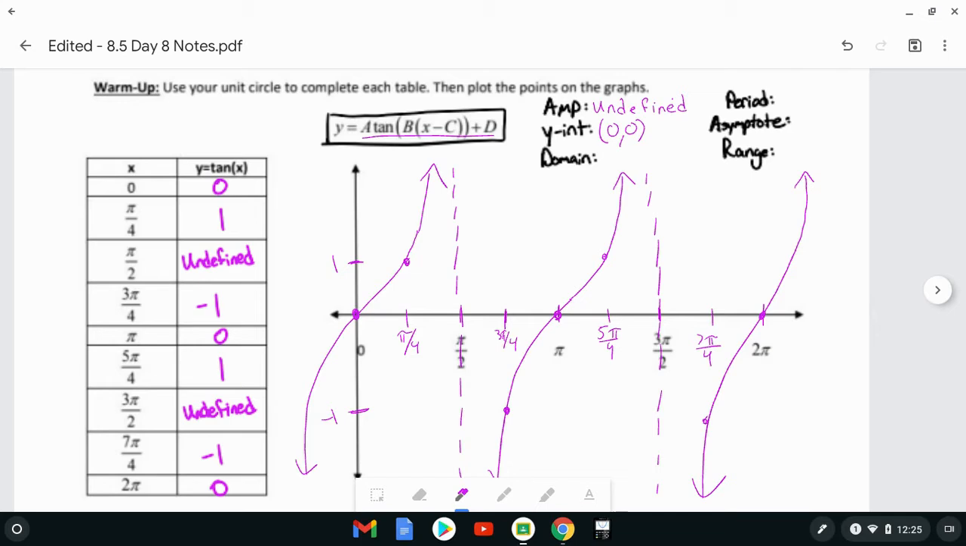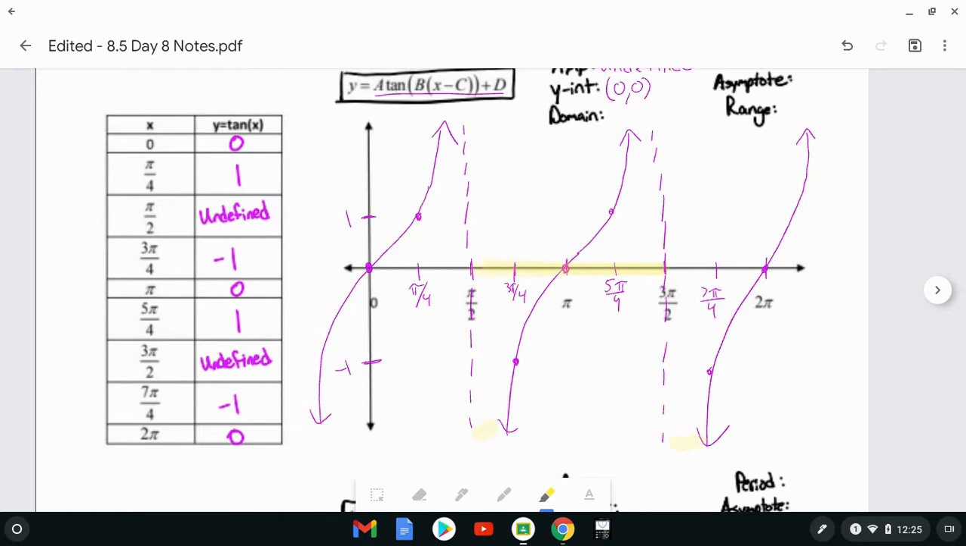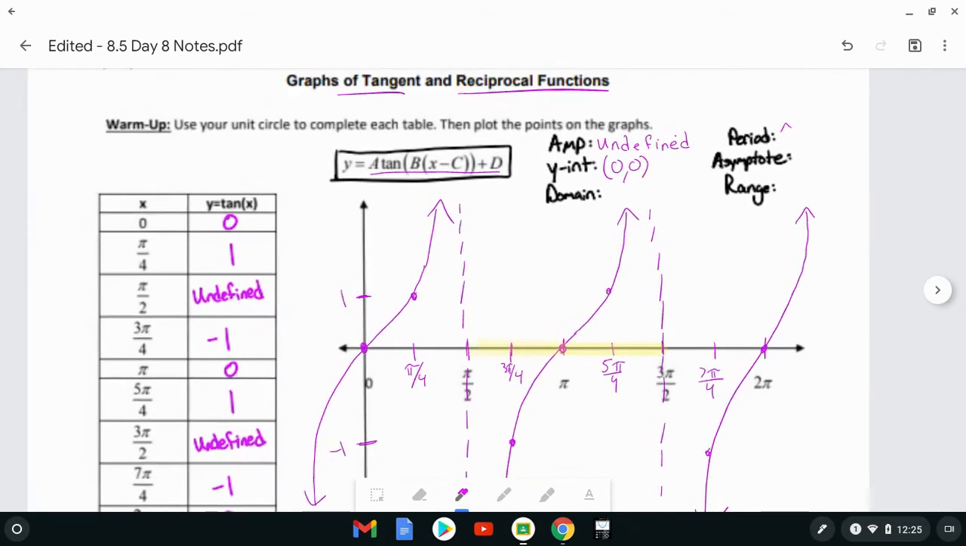The period, if you notice, for a tangent function is actually not 2 pi, right? How long does it take to do one cycle before you restart back down at the bottom? So here we start at the bottom, we go up, and then we restart back down here. How long does it take for us to get through one cycle? Well, pi over 2 to 3 pi over 2 is going to be pi. So the period of a tangent function is actually pi.